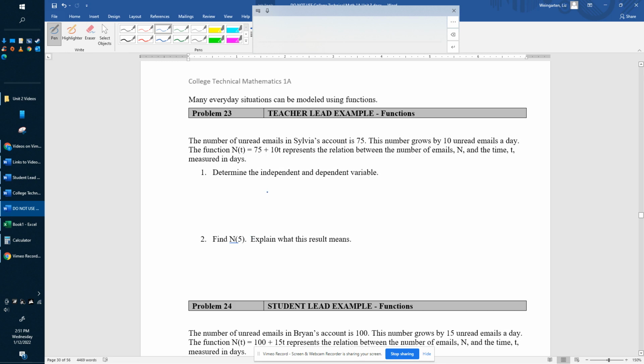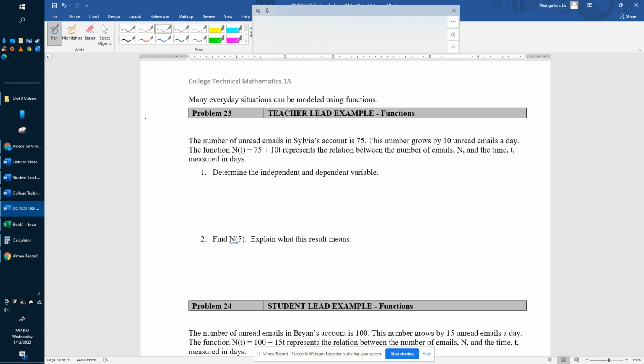All right, let's look at problem 23. You can see that many everyday situations can be modeled using functions. We're going to talk more about this type of function in our next section too. All right, let's look. The number of unread emails in Sylvia's account is 75. This number grows by 10 unread emails a day. The function n of t, and they just chose n at random, maybe for the word number, equals 75 plus 10t, represents a relation between the number of emails, n, and the time, t, measured in days.